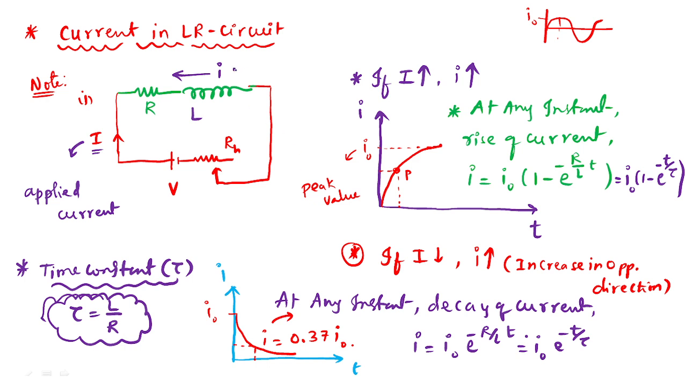What is this I, buddy? I is called the induced current. What is this one here? Induced current.